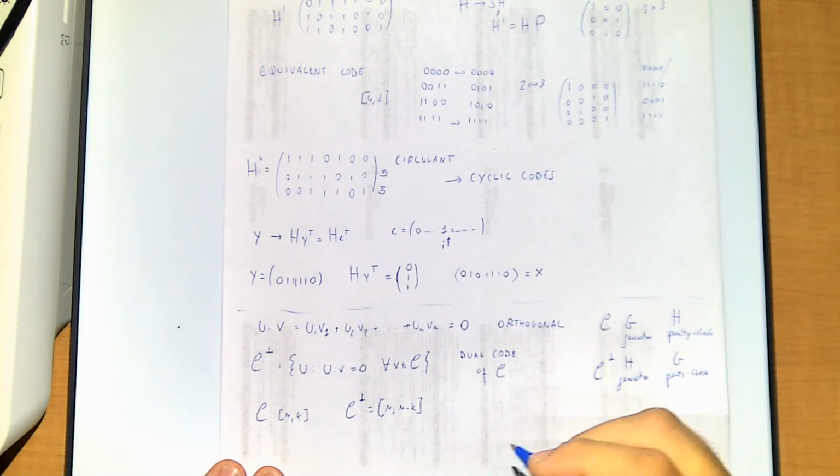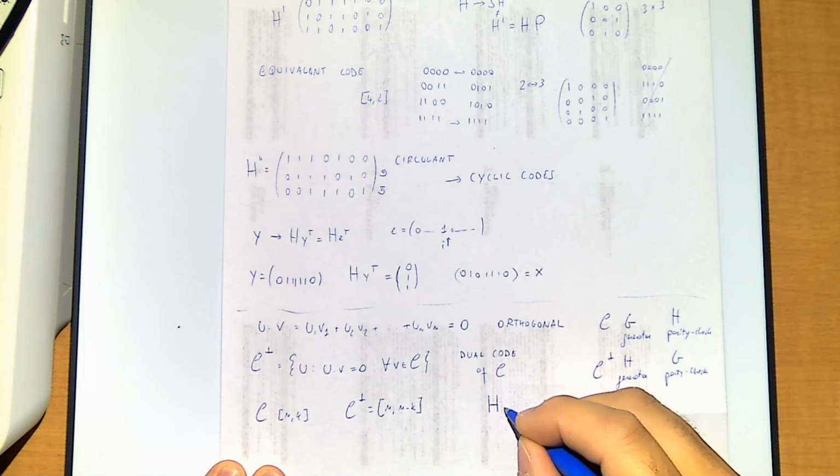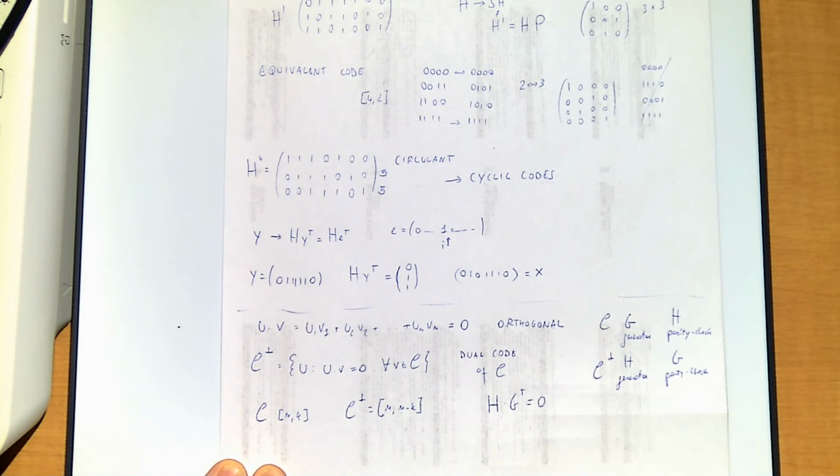And of course, the crucial property that ties everything together, all the ingredients, is that H times G transposed is always equal to 0, because G is a bunch of code words, right? So H times all the rows of G should make 0. So this is kind of a crucial equation. So that shows that H is in the dual, of course, because it satisfies exactly all the rows of G. All the rows of G are orthogonal, right? And therefore, one is the generator for C and one is the generator for the dual of C.